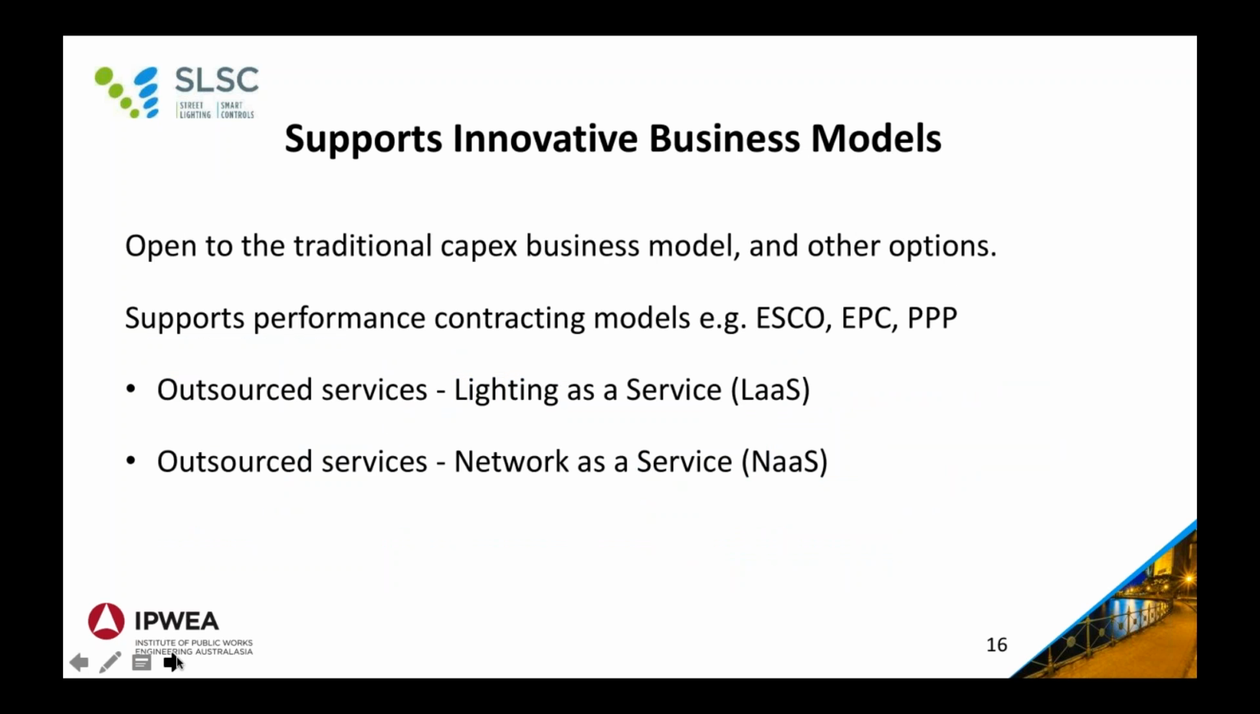So the model specification supports innovative business models. The traditional capital expenditure model, of course, is supported, and that is still highly valid, but there are a number of new approaches coming through in terms of performance contracting models, sometimes known as energy service companies, energy performance contracts, public-private partnerships, but focusing in on controls. The outsourced services are generally known in the lighting and street lighting game worldwide as lighting as a service or network as a service. Lighting as a service encompasses luminaires, but network as a service is the controls system, the hosting, the software, all provided on a contractual basis.